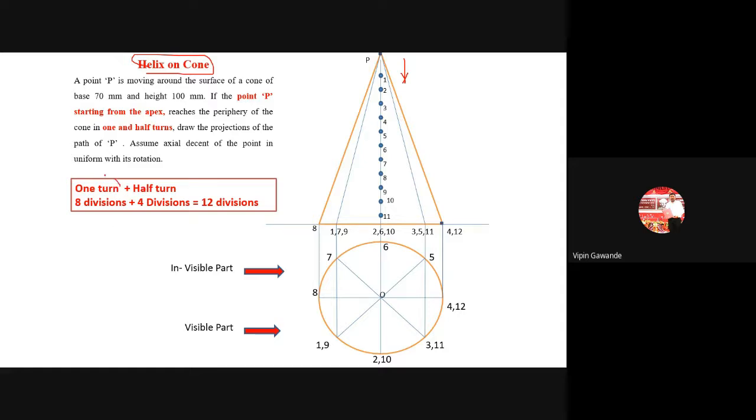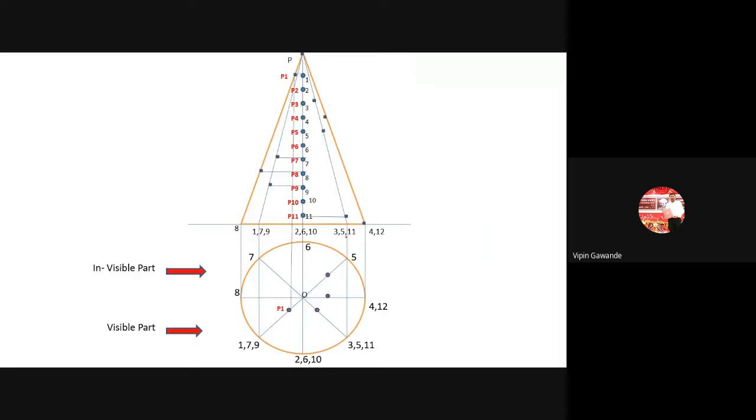We have solved that question only for one turn, and one turn means only 8 divisions. This question is solved for 1 plus half turn, so that is a total of 12 divisions. That's why the circle is divided into 12 parts, and the axis is also divided into 12 parts.